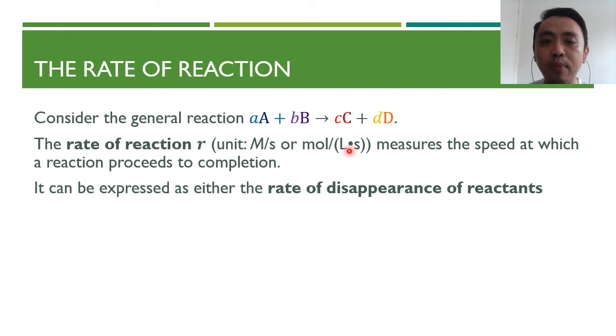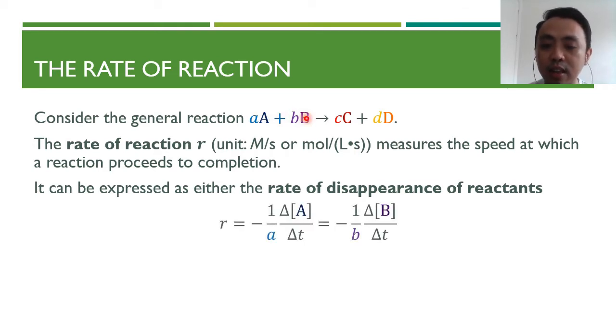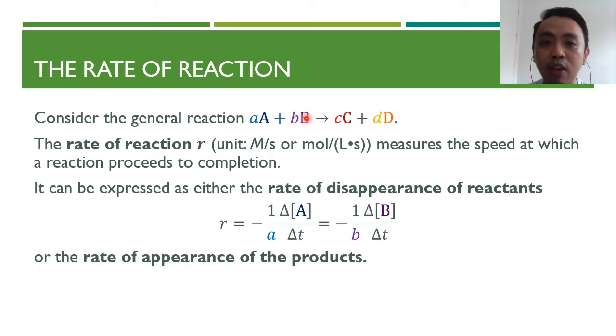However, we are able to measure it as either the rate of disappearance of the reactants A and B, as shown on the screen, or it can be computed as the rate of appearance of the products C and D, as shown on the screen as well.